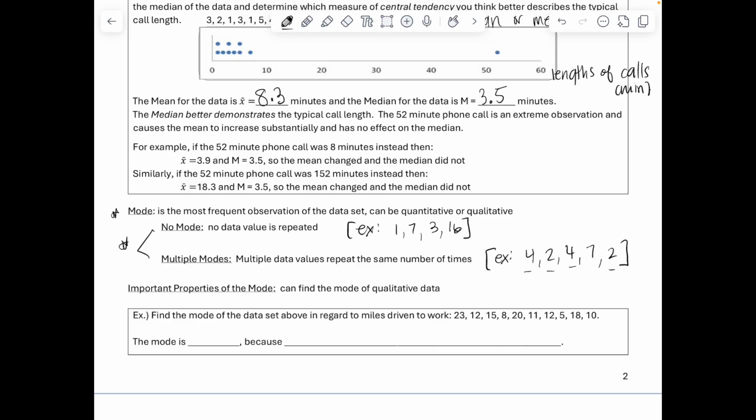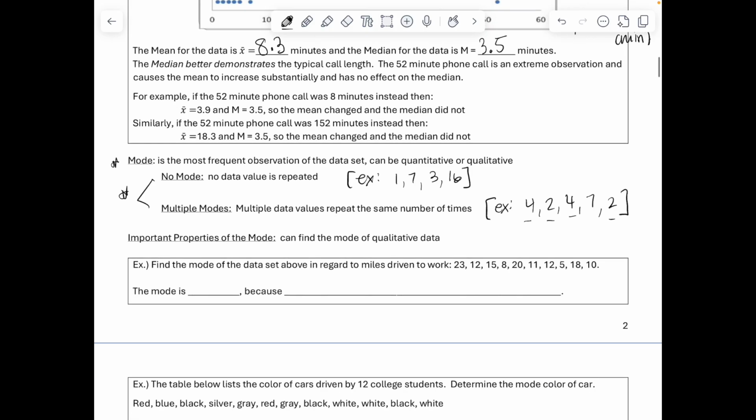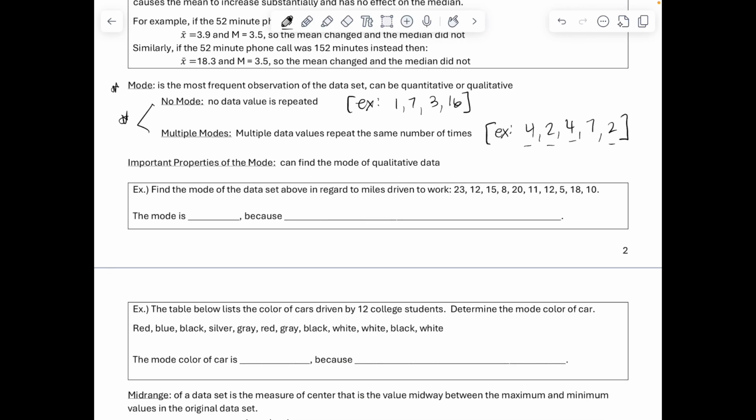Important properties about the mode. You can find the mode of qualitative data. So again, that categorical data. So the example right below says, find the mode of the data set above regarding miles driven to work. And the miles are listed there again. And so the mode is going to be the one that occurs the most. You do not need to use a graphing calculator to do this at all. You just need to look at the numbers and realize that 12 is our mode since it occurs the most, which is twice.